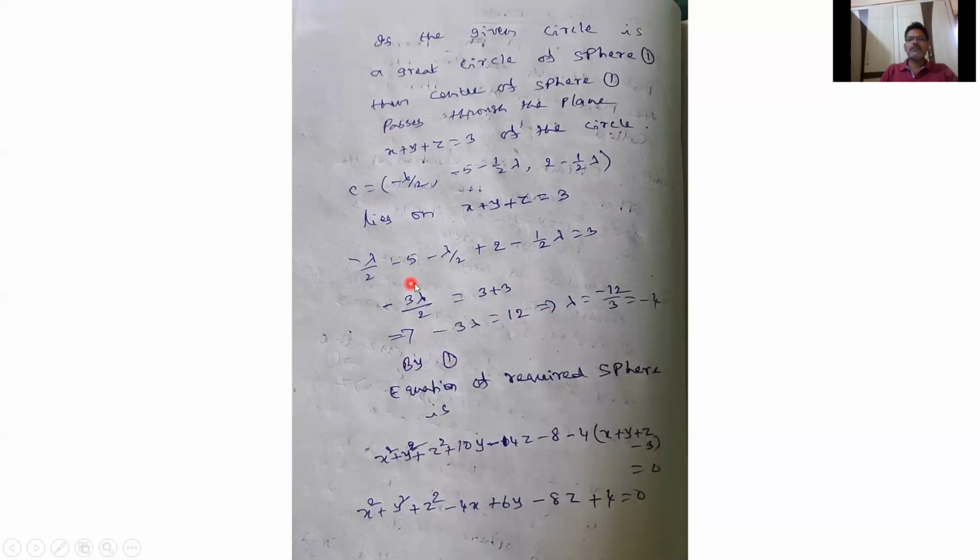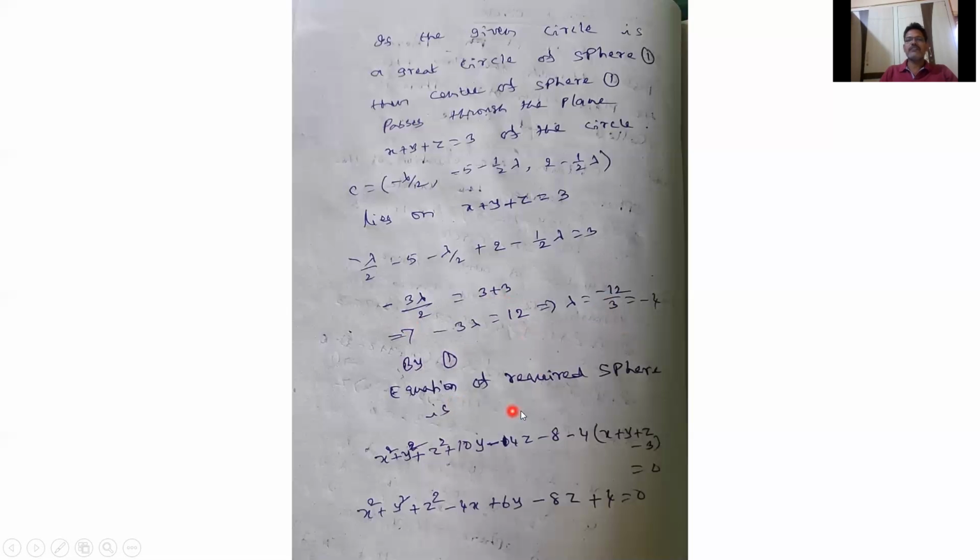Here minus lambda by 2 minus 5 minus lambda by 2 plus 2 minus lambda by 2 equals 3. So minus 3 lambda by 2 equals minus 5 plus 2, which is minus 3, taking it to the right side, 3 plus 3. So minus 3 lambda equal to 12, 2 into 6 is 12. So lambda equal to minus 12 by 3, which is minus 4.